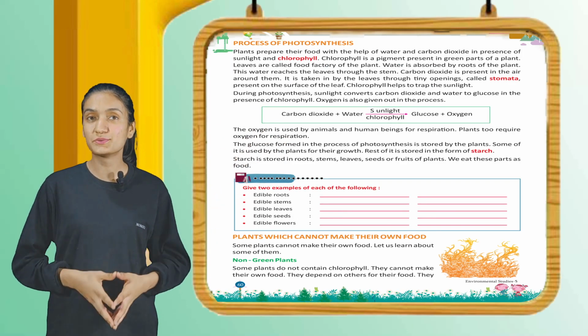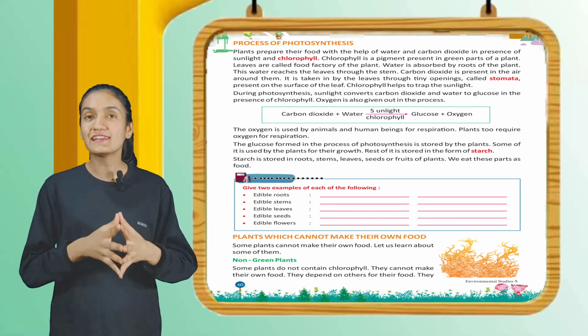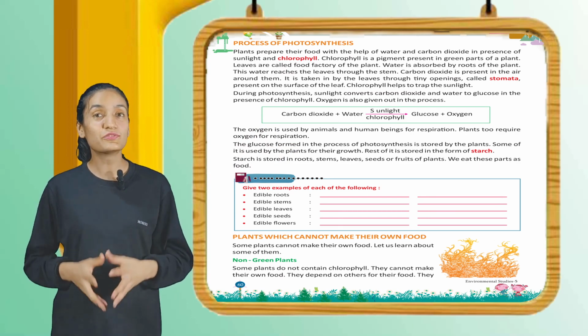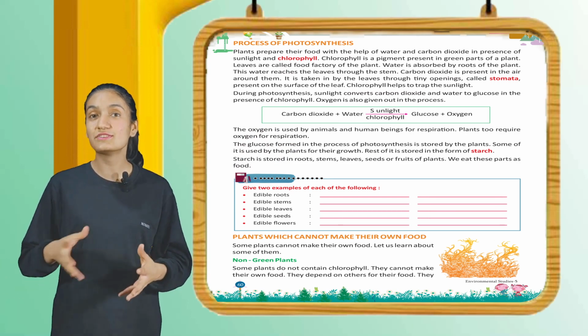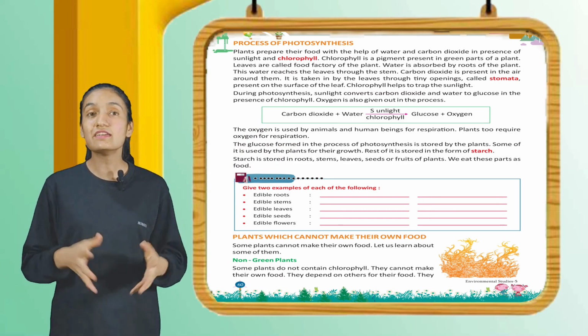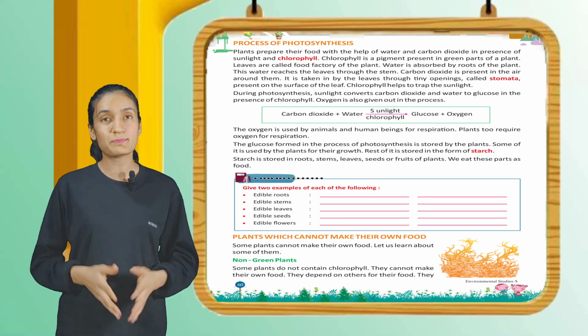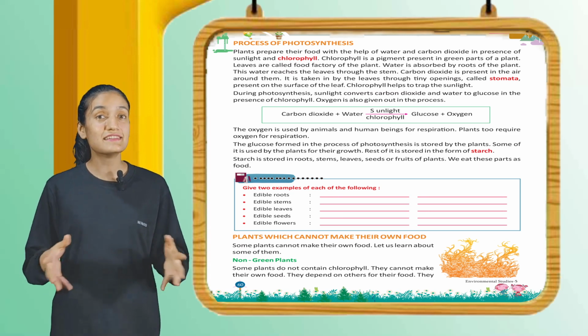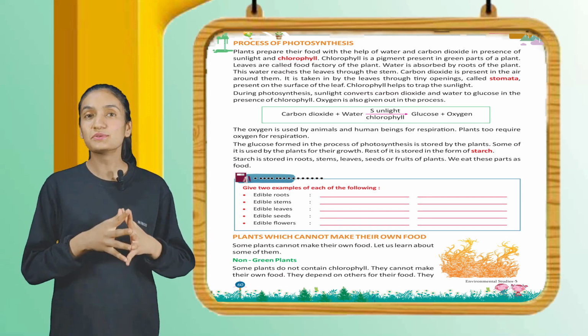Plants prepare their food with the help of water and carbon dioxide in presence of sunlight and chlorophyll. Chlorophyll is a pigment present in green part of a plant. Leaves are called food factory of the plant. Water is absorbed by roots of the plants. This water reaches the leaves through the stem.